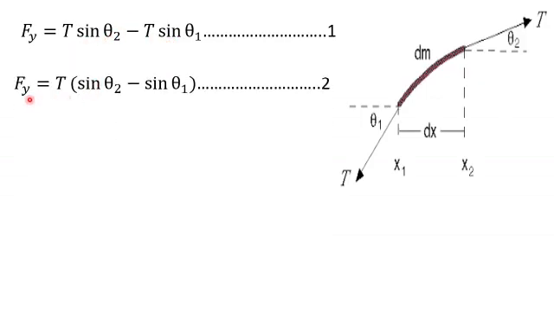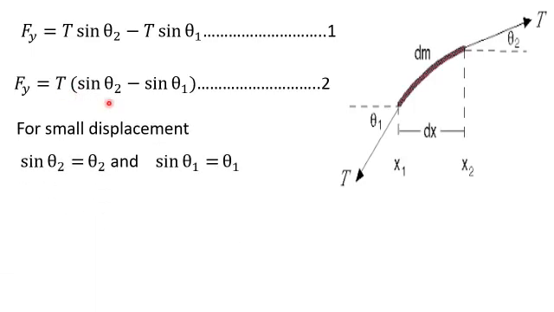Here f of y is equal to T sin theta 2 minus T sin theta 1. We have taken the T common. Now if the displacement of the oscillator from the mean position is very small, then sin theta 2 will be equal to theta 2, while sin theta 1 will be equal to theta 1. Remember, this is possible only if we measure the angle in radian.